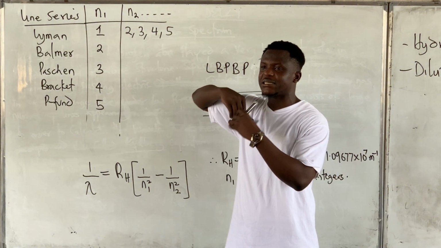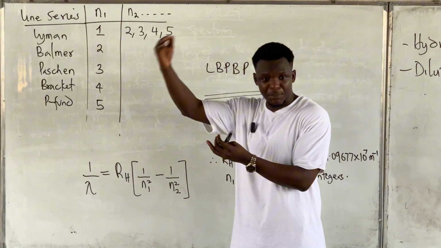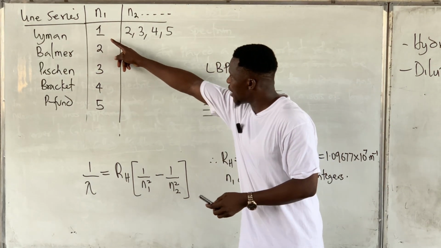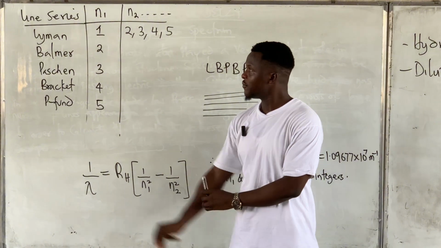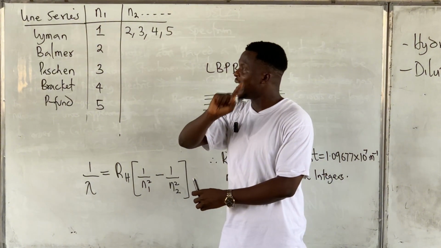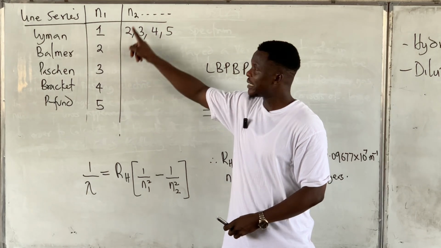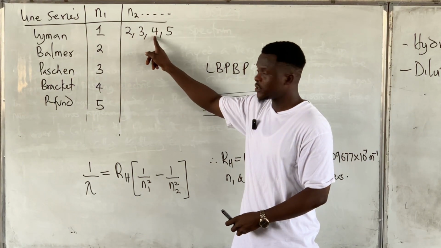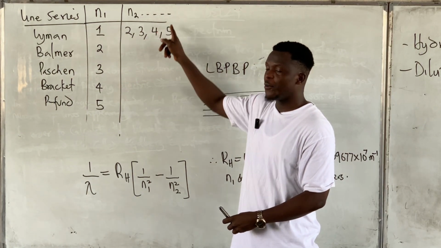So even if they say 10th line, just keep on increasing it. If N1 is equal to 1, right? First line for this guy will be what? Second line will be what? Third line will be what? Fourth line will be what?